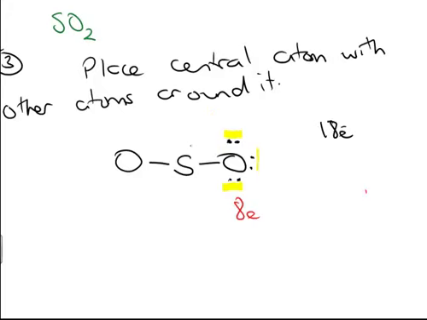Now, if I place electrons around the sulfur, notice I'm always putting them in pairs. Electrons are always placed in pairs. So that means around the sulfur I also have 8 electrons. I've got 2 from here that makes 4, another 2 here that makes 6, another 2 here that makes 8. So that now has 8 electrons as well.